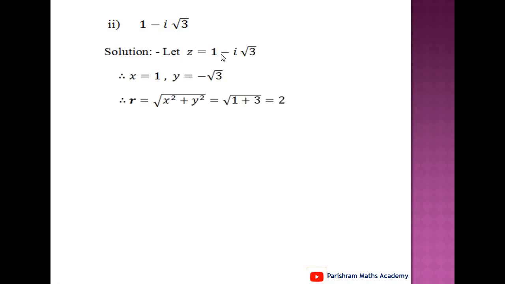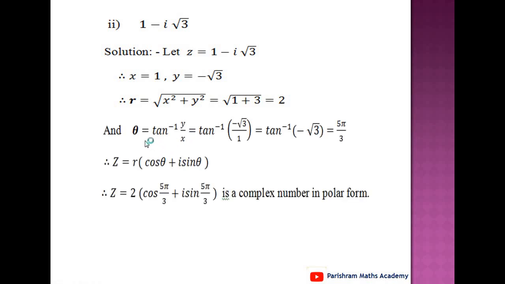Solution. At z equal to 1 minus i root 3, comparing we get x equal to 1, y equal to minus root of 3. And therefore r equal to root of x square plus y square. Value of x is 1, value of y is root of 3. It means value of y square is 3. That's root of 1 plus 3. It means root of 4. That is 2. It means value of r is 2.